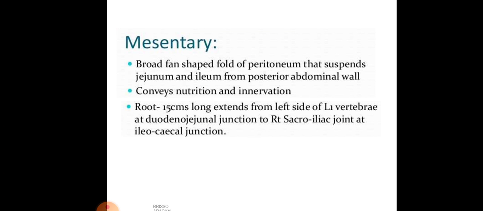Now we have a term known as mesentery. It is a broad fan-shaped fold of the peritoneum that suspends the jejunum and ileum from the posterior abdominal wall. It conveys nutrition and innervation to the small intestine. It is about 15 centimeters long, extends from the left side of the L1 vertebra at the duodenal-jejunal junction to the right sacroiliac joint at the ileocecal junction.